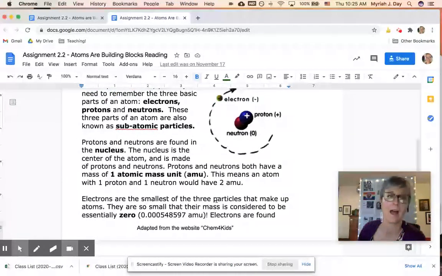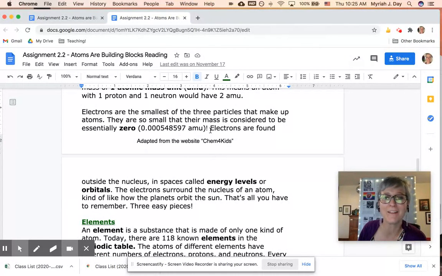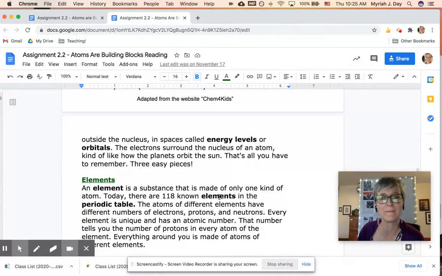This means an atom with 1 proton and 1 neutron would have 2 atomic mass units, or AMU. Electrons are the smallest of the 3 particles that make up atoms. They're also so small that their mass is even considered to be essentially zero. 0.000548597 AMU. So super small compared to these protons. Electrons are found outside the nucleus in spaces called energy levels or orbitals. The electrons surround the nucleus of an atom kind of like how the planets orbit the sun. That's all you have to remember, these 3 easy pieces.